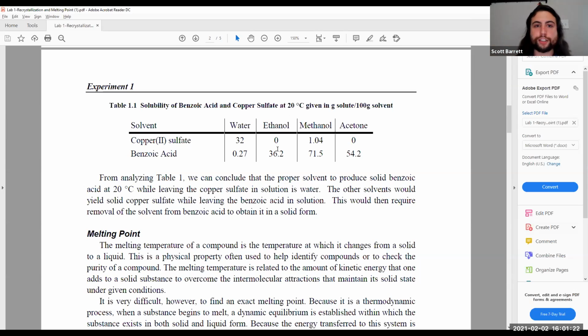Now, if we wanted to do the opposite and have copper sulfate fall out of the solution, then we could do something like have it in ethanol, because as you can see here, benzoic acid is extremely soluble at 20 degrees Celsius. However, copper sulfate is not soluble at all.